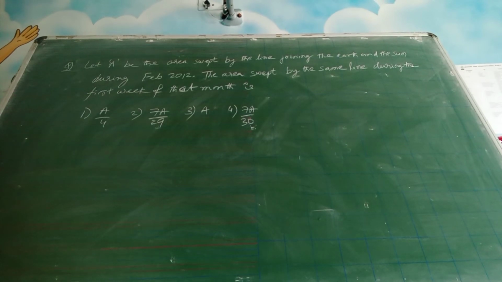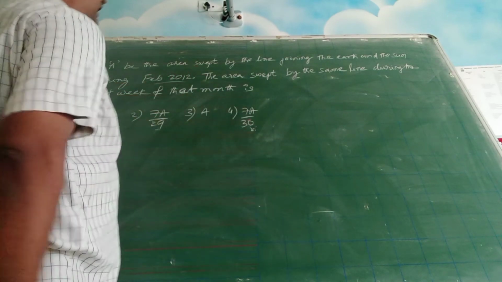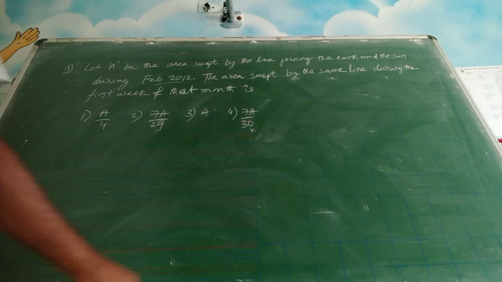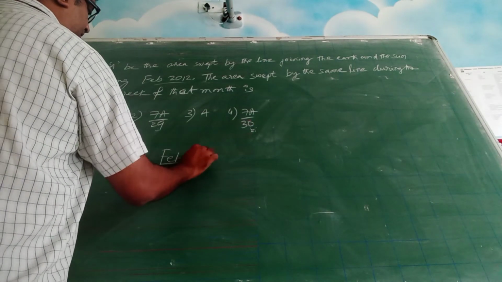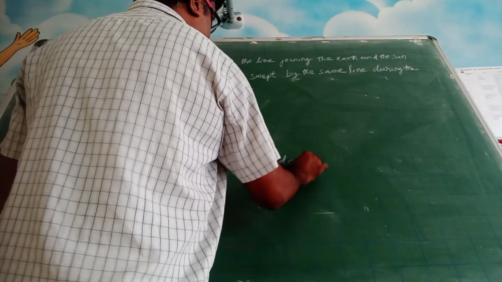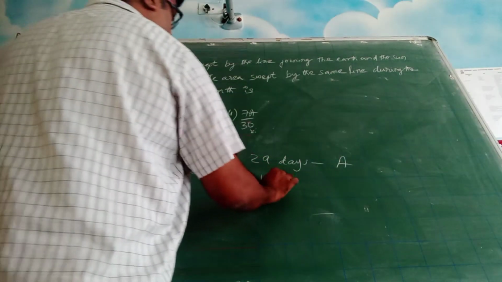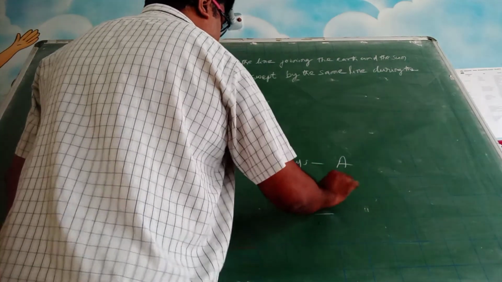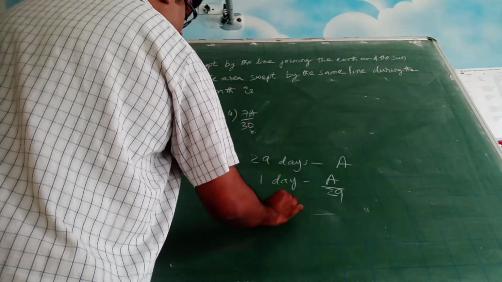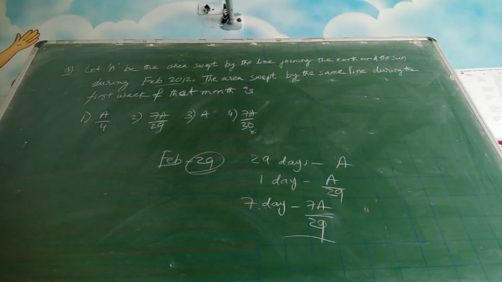Let A be the area swept by the line joining the Earth and the Sun during February 2012. The area swept by the same line during the first week of that month is? So in February, if it's a leap year, you have 29 days. In 29 days the area covered is A. So in one day it will be A by 29, it will be proportionate, no? He's asking you for 7 days, so it will be 7A by 29. You have to take the proportionate values. 7A by 29.